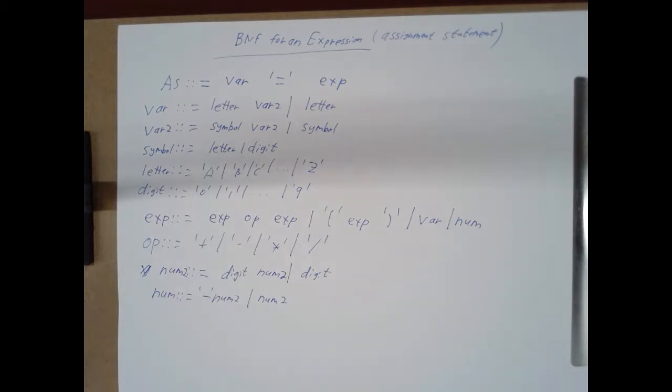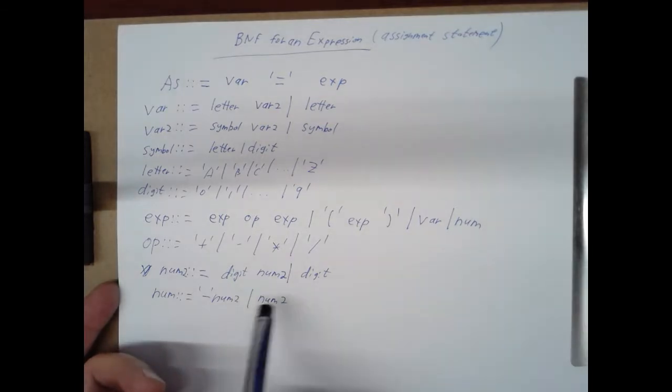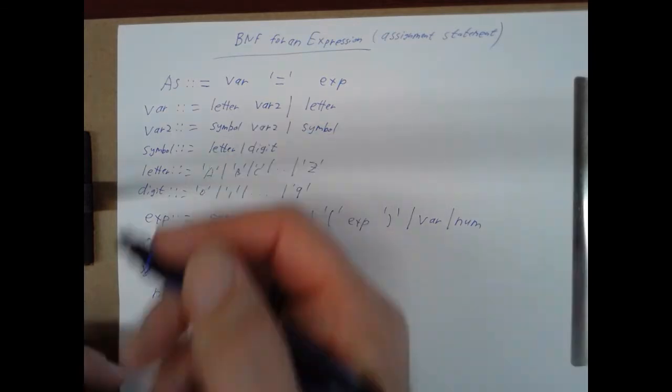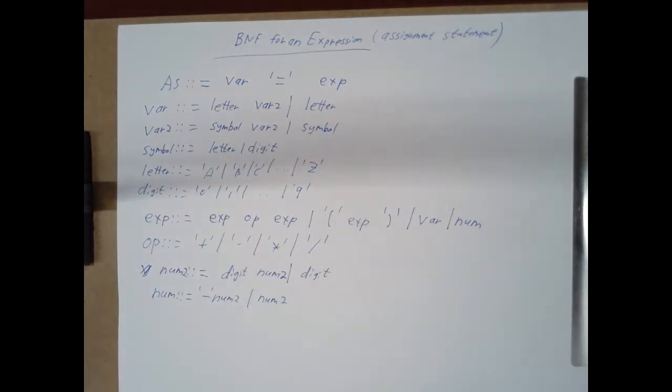So do we have anything else we need to define here? We got operators, variables, numbers, symbol. I don't care about symbols. We did symbols, letters or digits. Cool. All right, so there's a description of an expression.